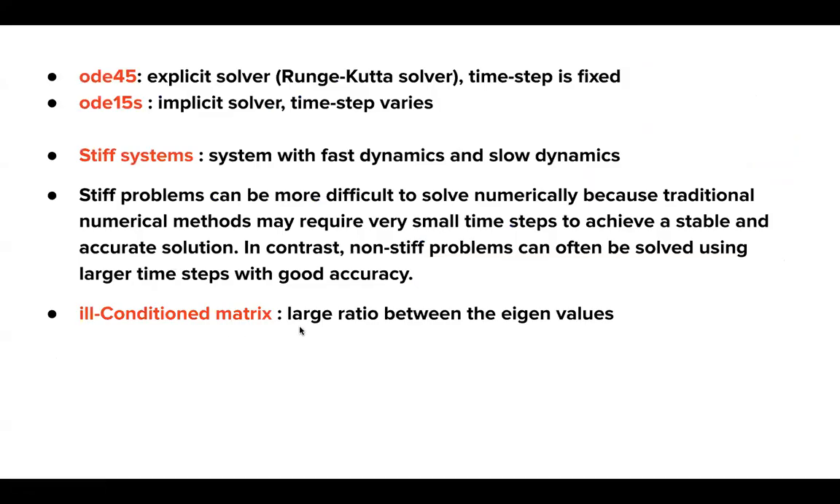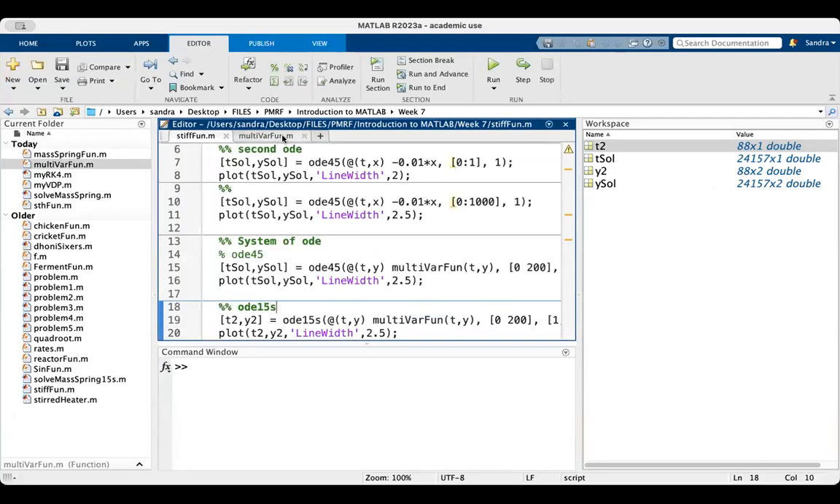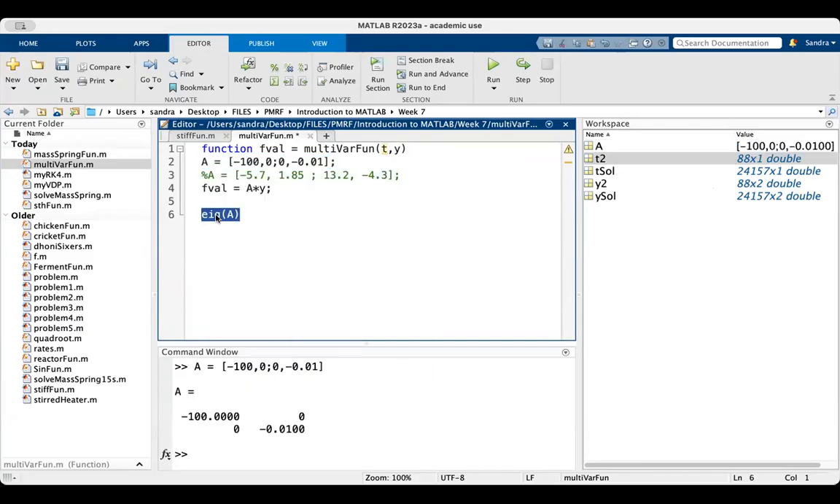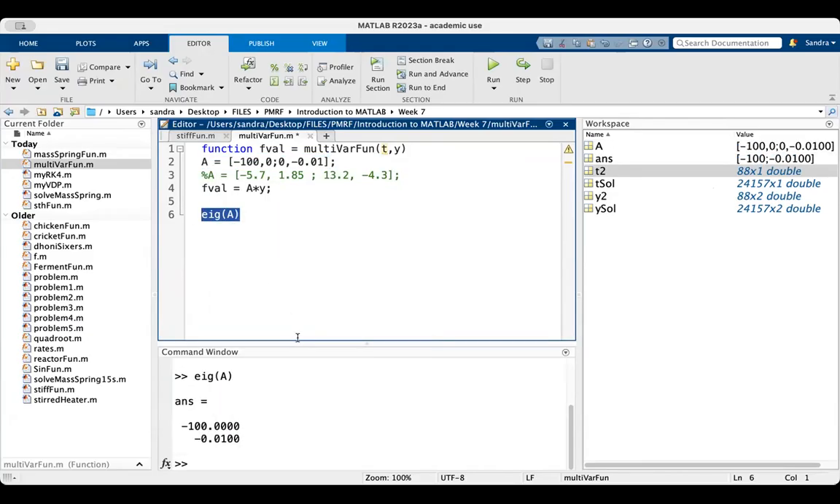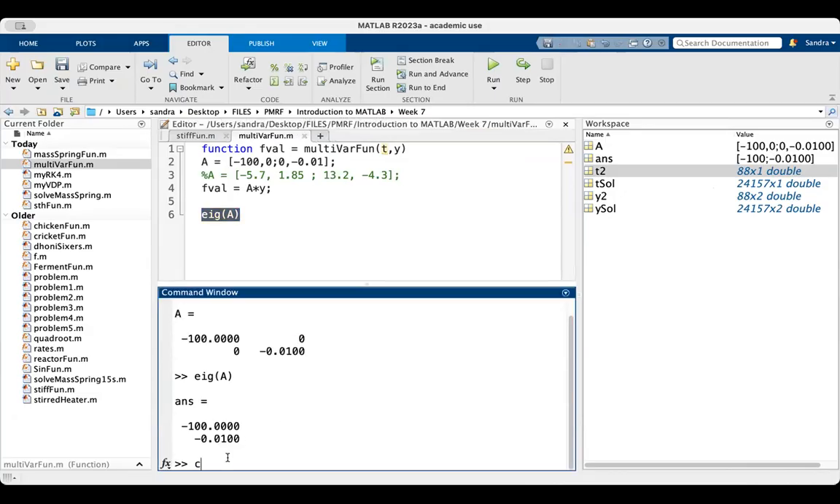An ill-conditioned matrix has a large ratio between eigenvalues. That is what is called an ill-conditioned matrix, and ill-conditioned matrices are stiff systems. So for example, here this is your A matrix. The eigenvalues are 100 and 0.01. If you want to see the ratio of the eigenvalues in MATLAB, there is something called a condition number. You can directly calculate it using that function, which is cond.